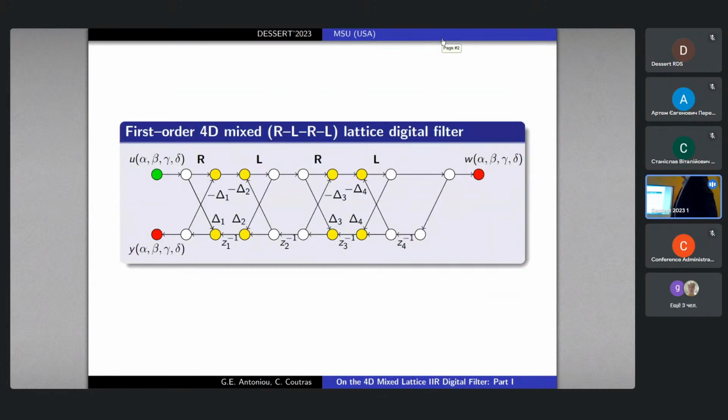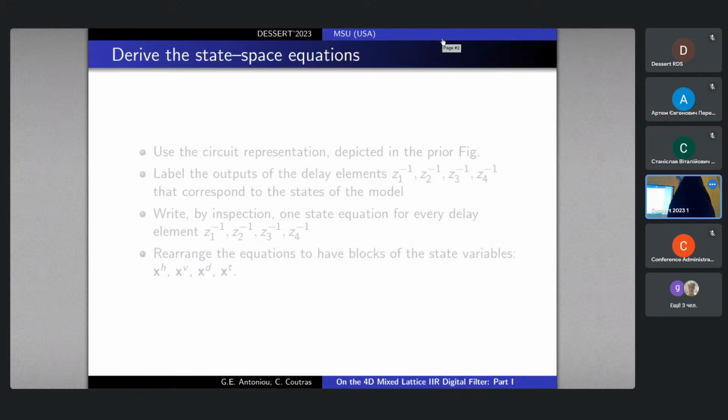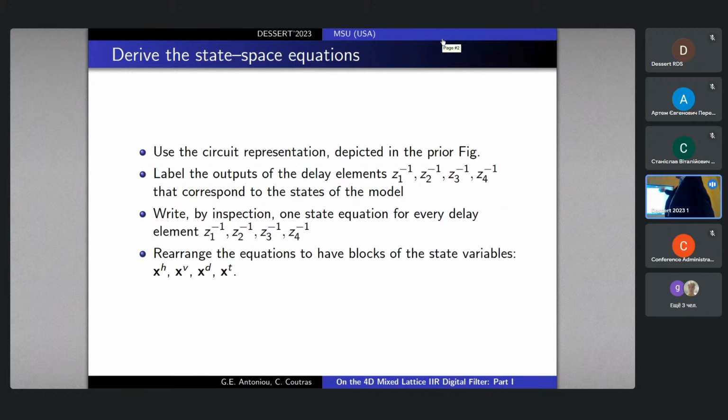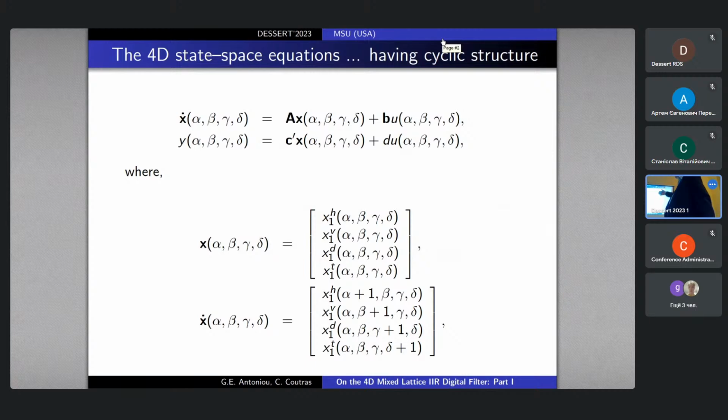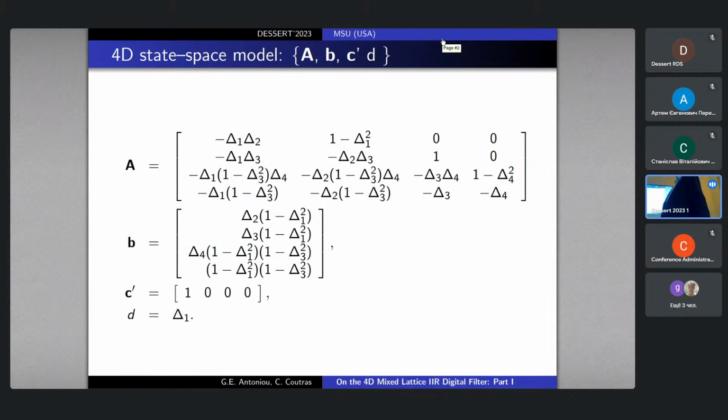Now this is 4D, mixed. This is my filter. This is my new result. In this case, it is mixed at the left, it is mixed at the right. So this is a left, right structure. Again, I extract the equations from the circuit. It is minimal, and you can see this is order 1. This is 4 by 4, which is minimal, the state space.